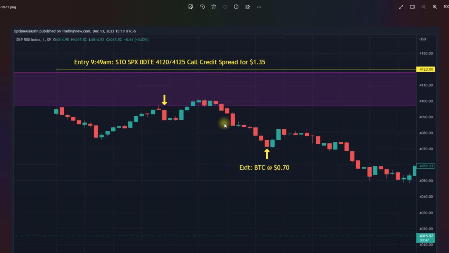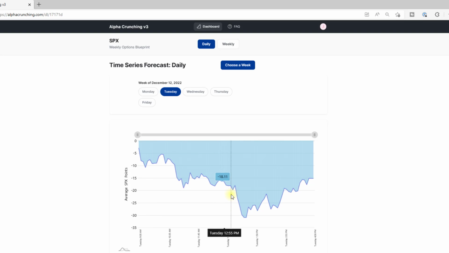So fast forward about 15 or 20 minutes later, we started to get a pullback. And that spread decreased in value from $1.35 all the way down to 70 cents. So I was able to buy the spread back for 70 cents, and I was out of the trade. And even though the blueprint was telling us that the whole morning could be bearish, I'm not trying to stay in the trade the entire day, right?